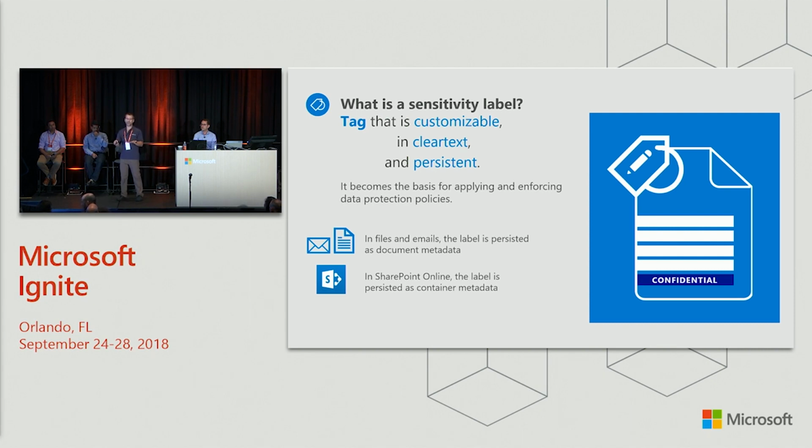And ultimately, that's your foundation for how you apply different enforcement actions and data protection policies to your content. Now, this applies to files and documents today. Files, documents, emails: as you're authoring in Office applications, or sending an email, you're able to assign the label to that content.